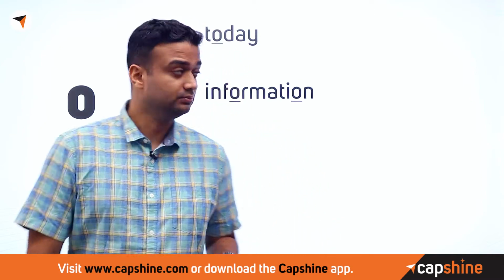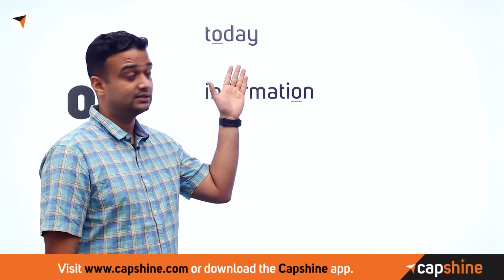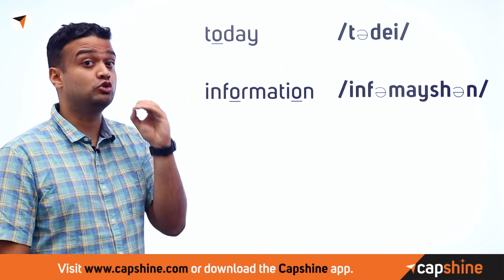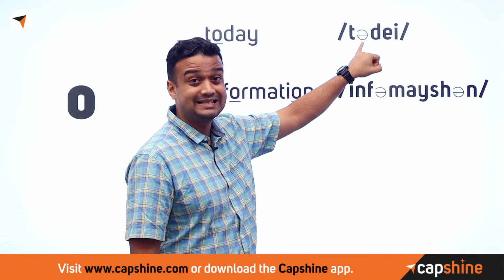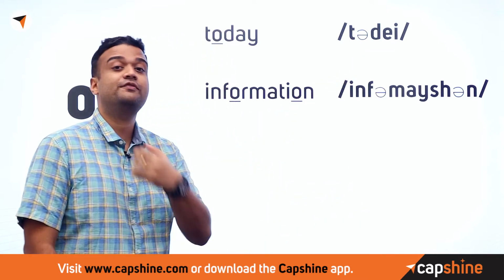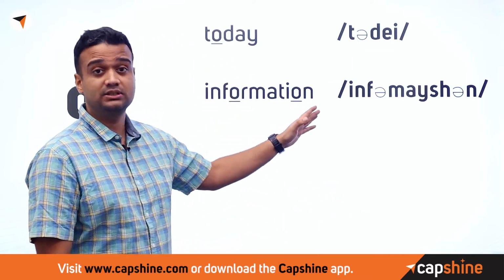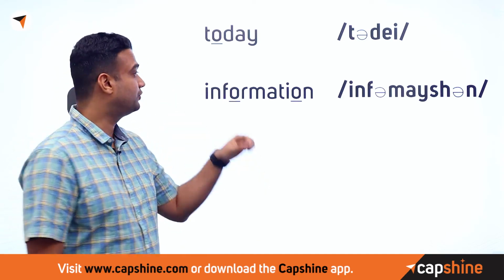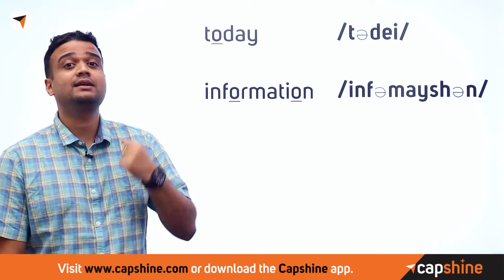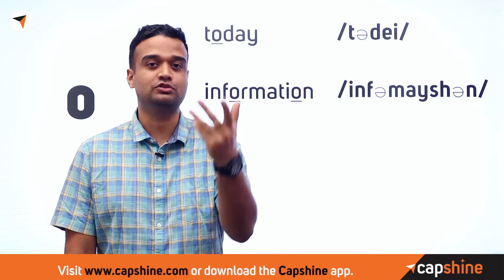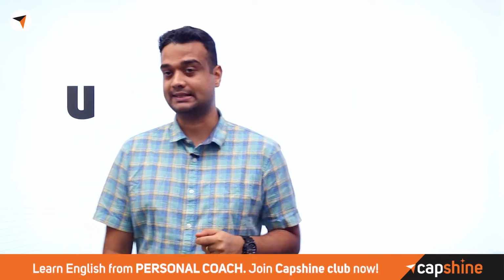This is also true with some words which use the O. For example, today. Today is not today, of course, it's today. Notice the pronunciation, today, today. Soft, easy. Information. There's a schwa sound in both the O's in information.